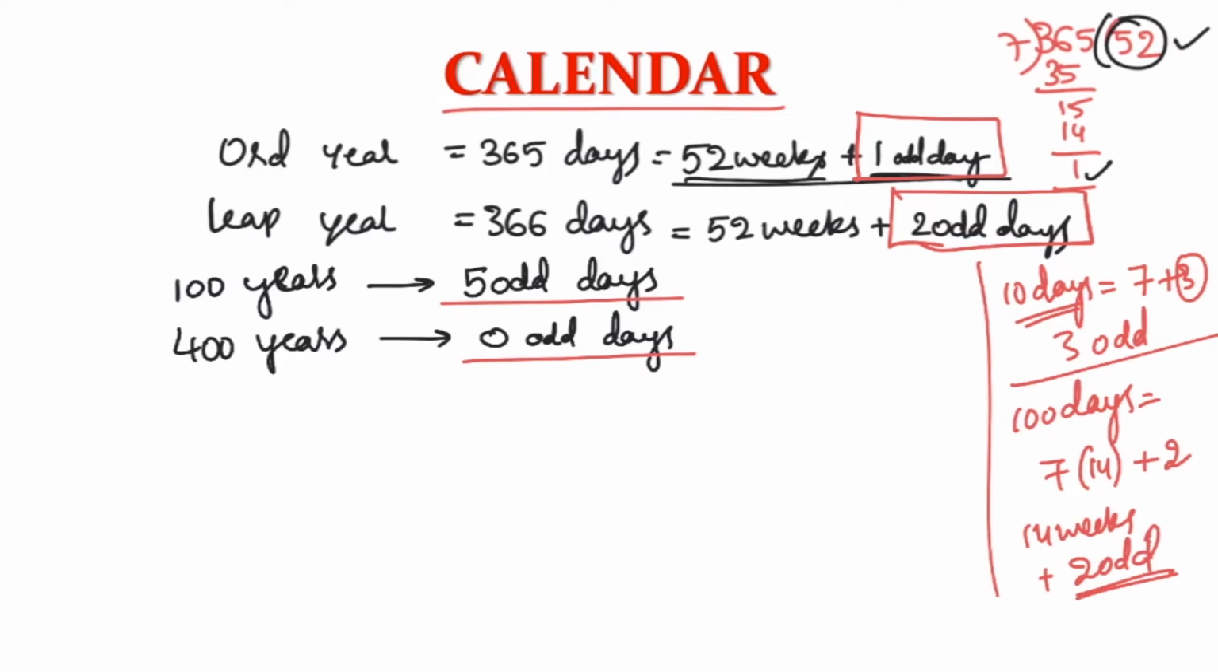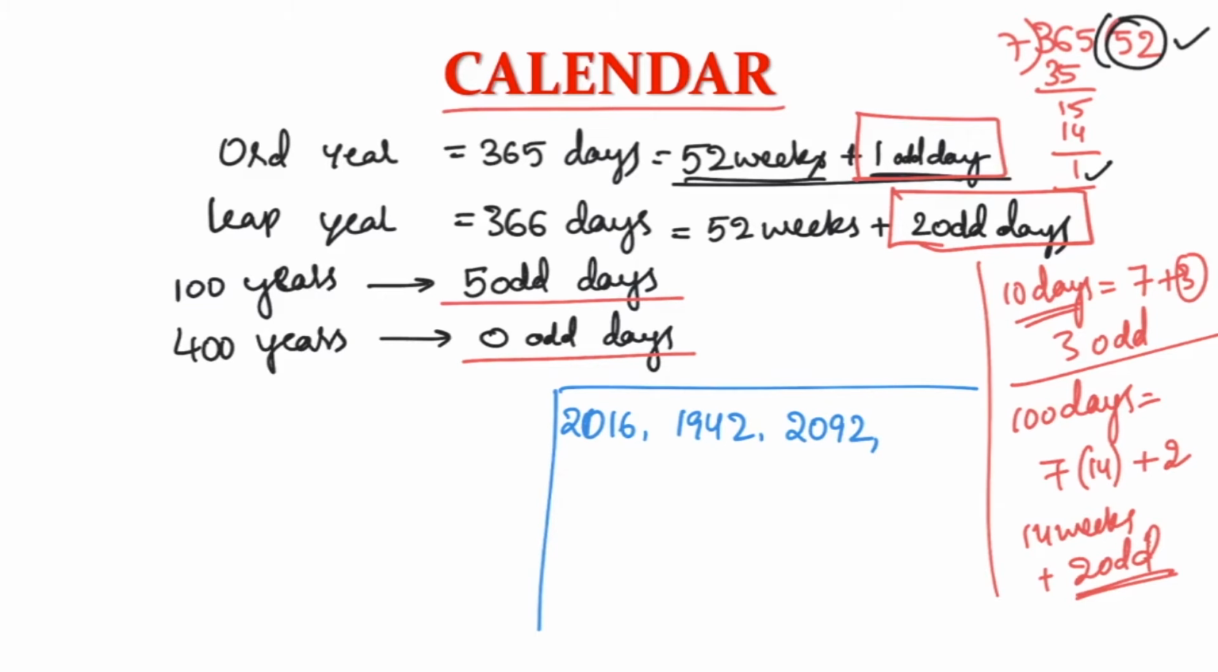And how will you decide whether a given year is a leap year or not? Suppose you are given 2016, 1942, 2092, 1756. How will you find whether they are leap years or not? To check whether they are leap years or not, we divide the last 2 digits by 4. If the remainder is 0, it's a leap year. Otherwise, if the last 2 digits are multiples of 4, then it is a leap year.